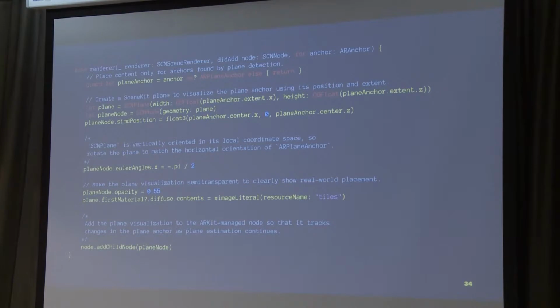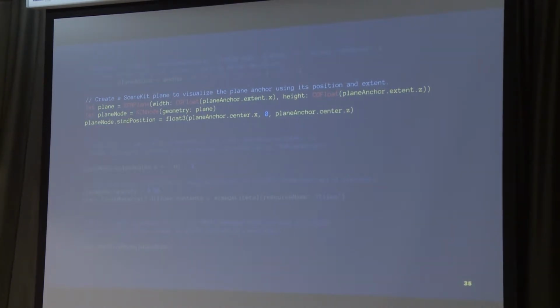So we specify in the configuration that we want to detect horizontal planes. Those are going to be detected automatically. And we get this method, the delegate one, renderer didAdd node, which is called when a plane is detected, with that anchor being ARPlaneAnchor. So we check that it's an ARPlaneAnchor, just to make sure it's a plane, and then create a SceneKit plane to be able to display it. We created the same size as the plane anchor, the ARAnchor we detected.